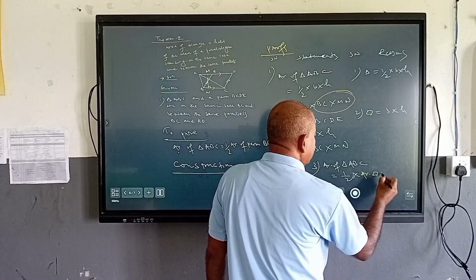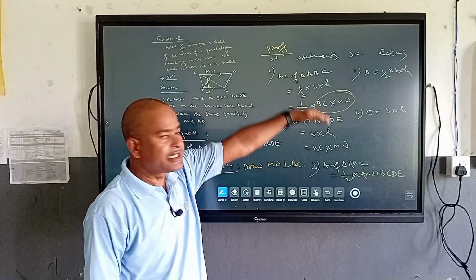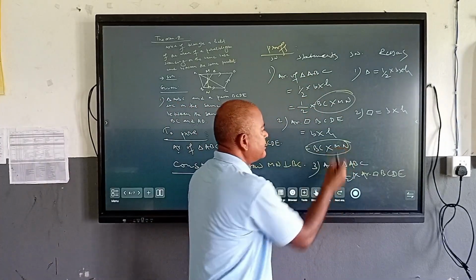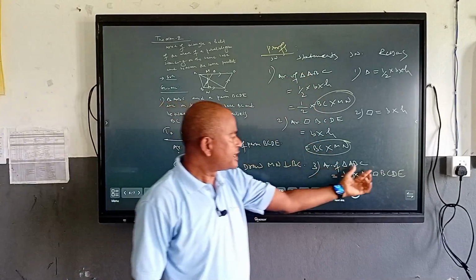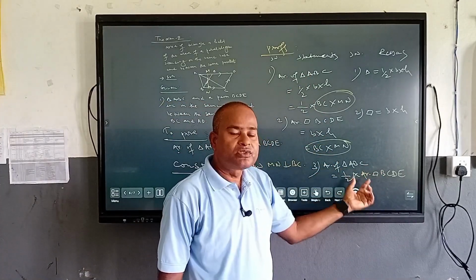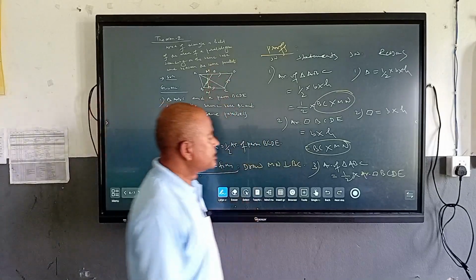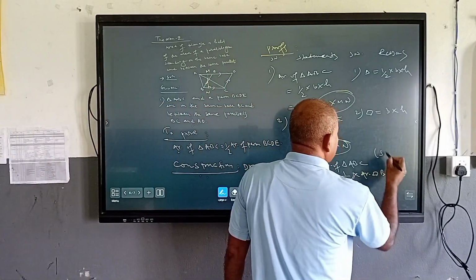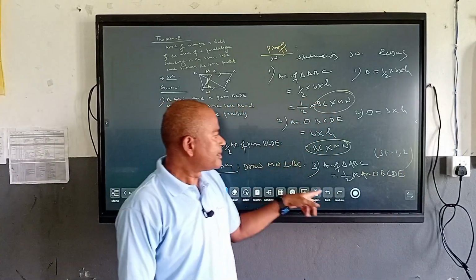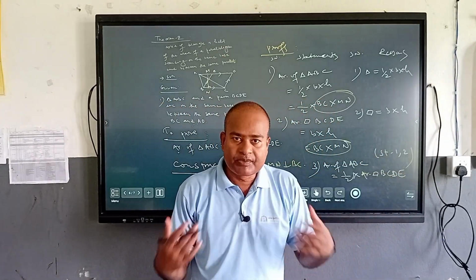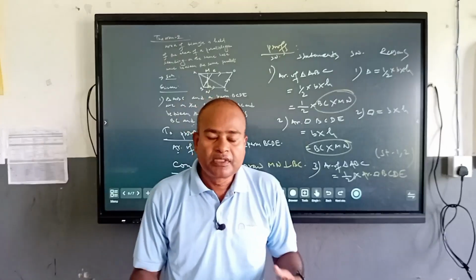So dear students, by combining statement 1 and 2, we have got area of triangle ABC is equal to half times area of parallelogram BCDE. The reason for statement 3 is from statement 1 and 2. So this is the proof of theorem 2.